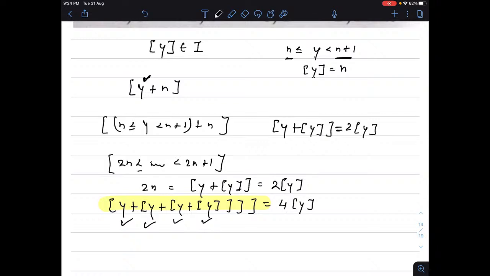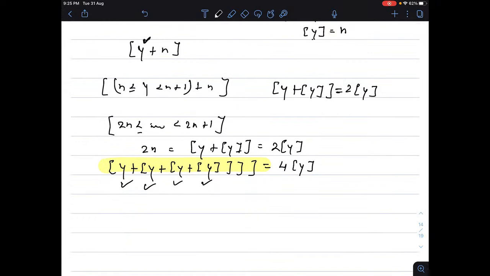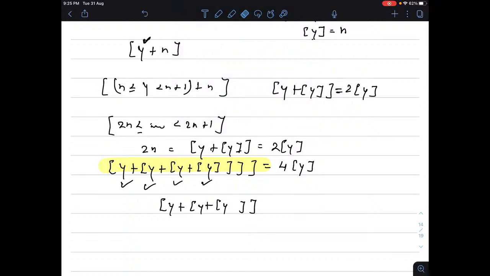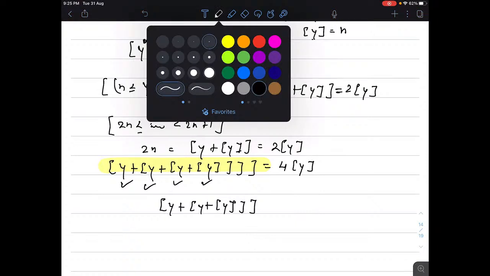Now I am giving you one more example. Tell me what we will get if it is written like y plus the greatest integer function of y plus the greatest integer function of y. If it is given to you like this, tell me what the final result will be in the form of the greatest integer function.